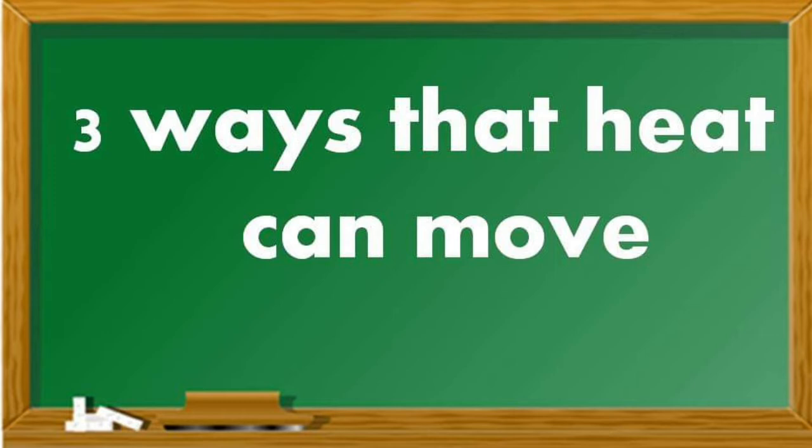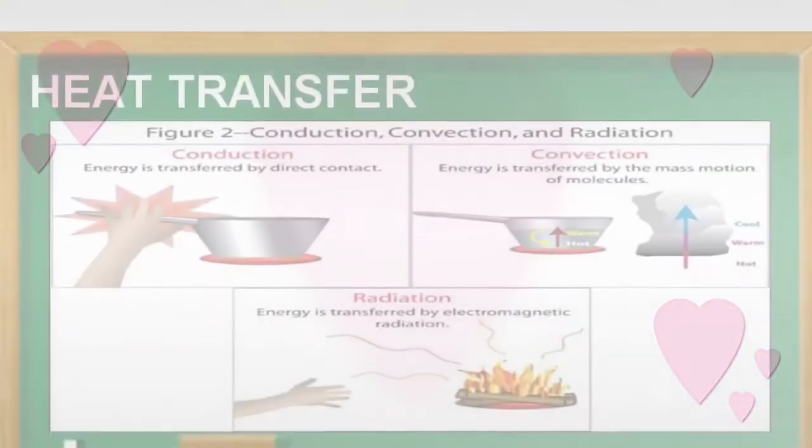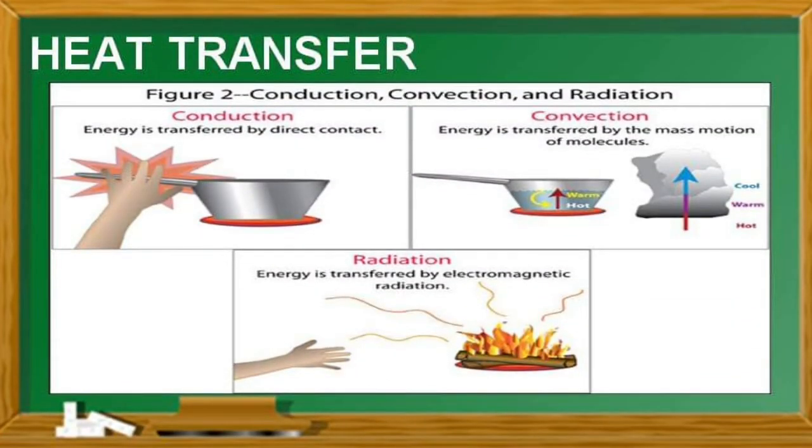There are three ways that heat can move. So, this is how heat is transferred. We have conduction, convection, and radiation. In conduction, the energy is transferred by direct contact. In convection, the energy is transferred by the mass motion of molecules, and in radiation, the energy is transferred by electromagnetic radiation.